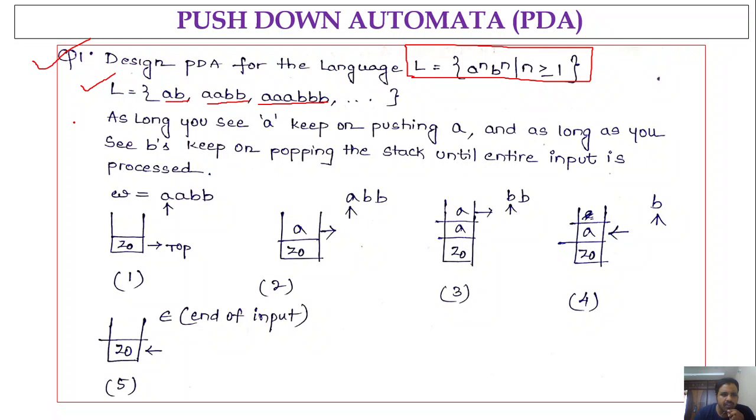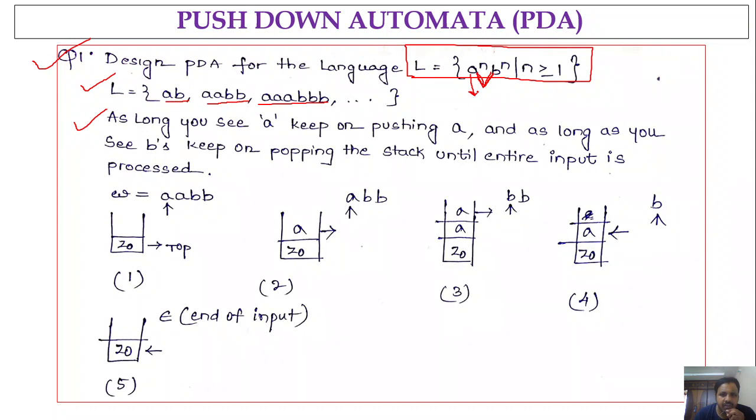So how do we implement a PDA that will accept such a language? Here the logic is that the number of A's and the number of B's must be the same, so such strings will be accepted. To implement the PDA for such languages, the first thing is that as long as you see a symbol small a, push it onto the stack.